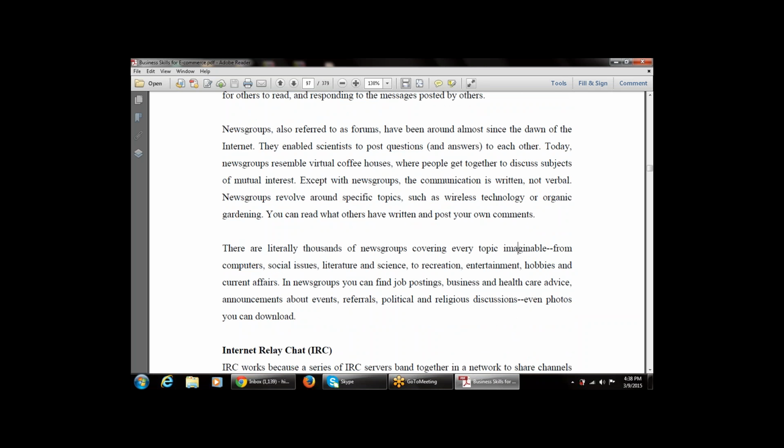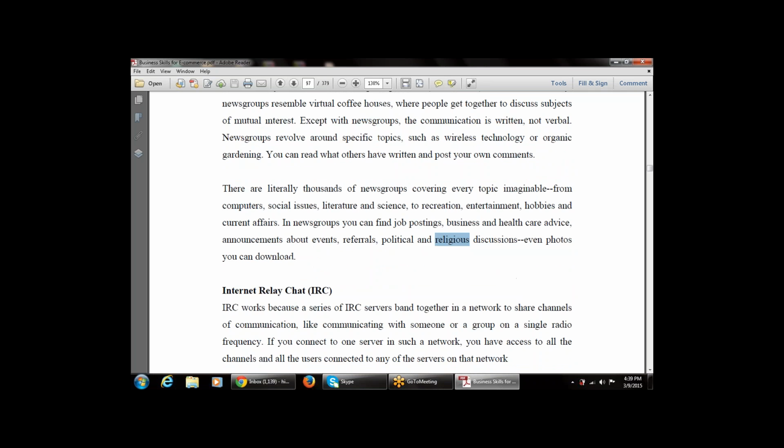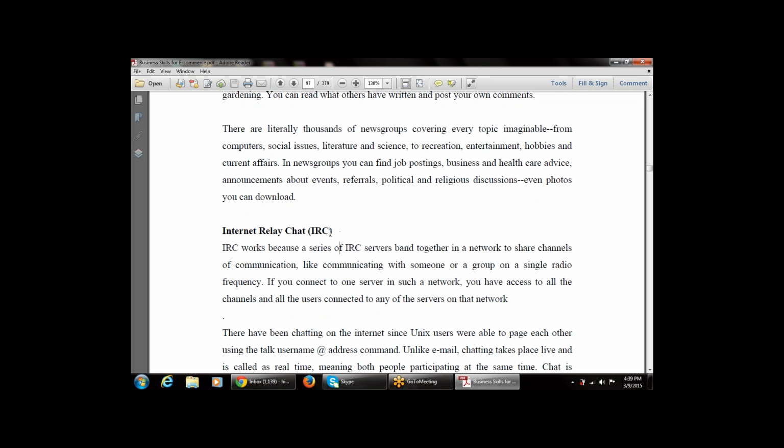There are literally thousands of newsgroups covering every topic imaginable. That is, there are lots of newsgroups that cover every imaginable topic, from computers, social issues, literature, and science. In newsgroups, you can find job postings, business, healthcare advice, announcements, referrals, political and religious discussions.